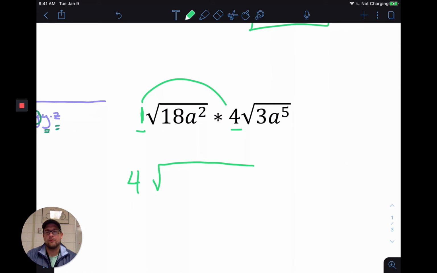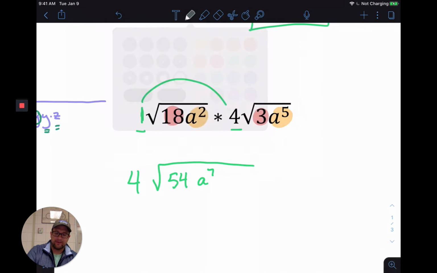Then we are going to come over and we are going to multiply our insides together. So if I multiply 18 and 3, I should get 54. And then multiplying my a's together, a squared and a to the 5th, I would have 7 a's total. Remember that when I multiply two things with the same base, we add our exponents together. Now we need to just go through and simplify.